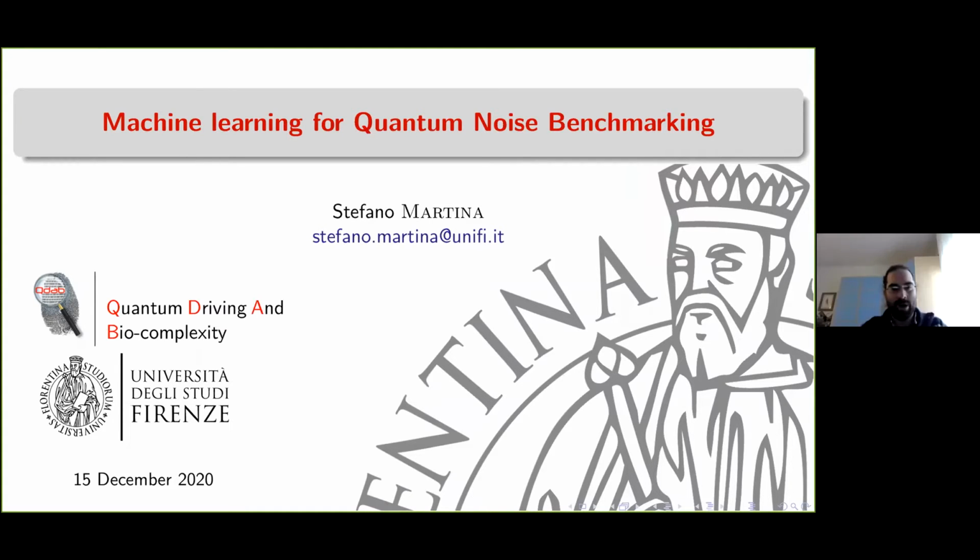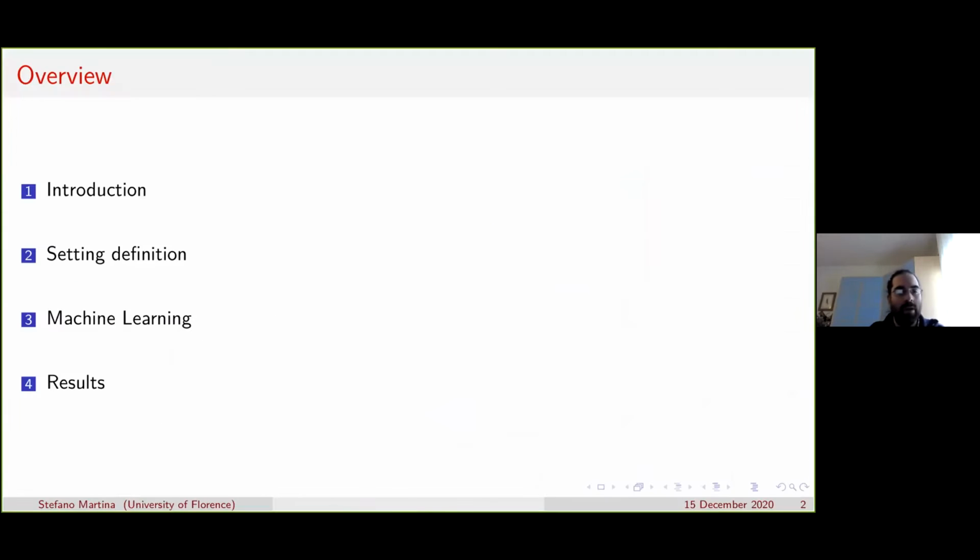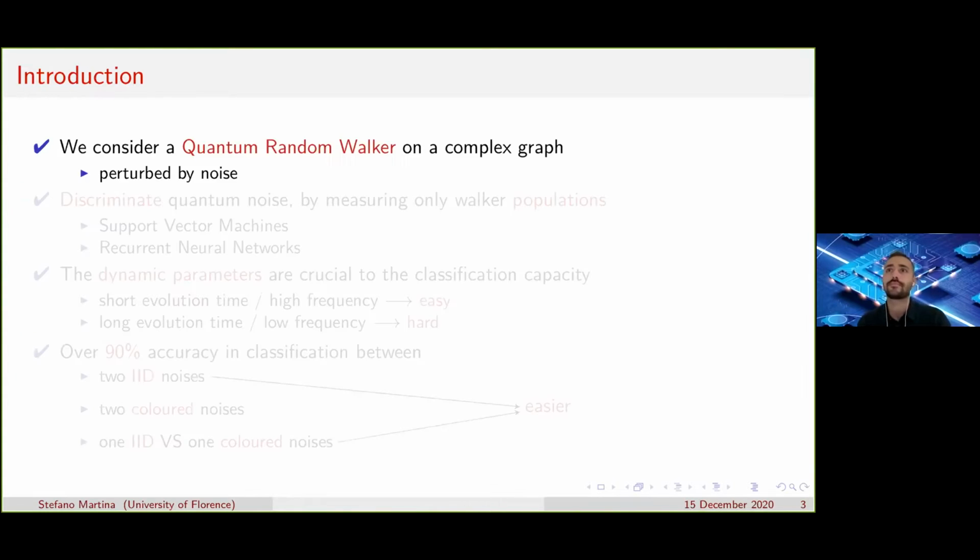Okay, thank you very much. We'll introduce you to our work on machine learning methods to classify quantum noise. I will start with an introduction, followed by a definition of the problem, and an introduction to the machine learning methods that I used in our experiments, and finally the results of our experiments.